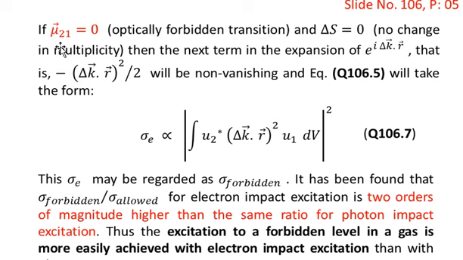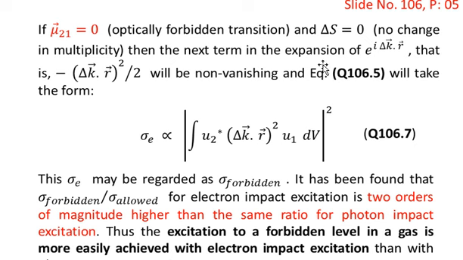Okay, so if we are considering that mu21 is equal to 0, that is, we are considering an optically forbidden transition, and we are also considering that delta S is equal to 0, that is, there is no change in multiplicity, that is, the lower state and the upper state have the same spin quantum number, then the next term in the expansion of e to the power iota delta k dot r, which is equal to minus square of delta k dot r divided by 2, will be non-vanishing, and equation number 5 will take the form.